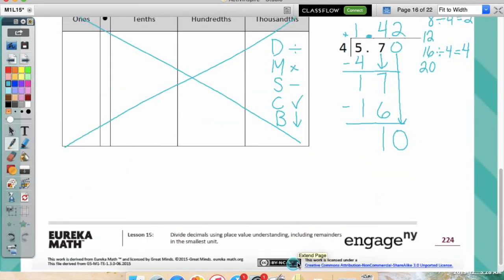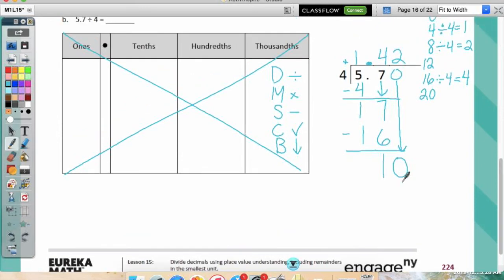Okay, so how did you get an 8? She multiplied the 4 and the 2 to get an 8. And then we subtracted. Are you with me? Okay, so Jaden, what do I do now? Check to make sure the 2 is smaller than the 4. Okay, is the 2 smaller than the 4? Do I need to bring down another 0? Yes.